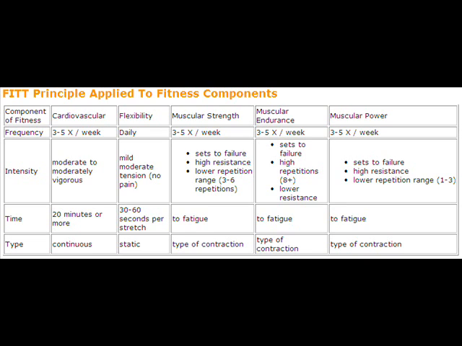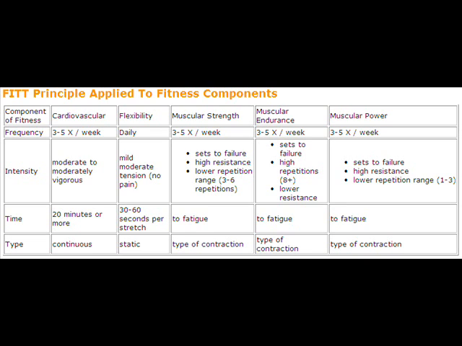When we look at muscular endurance, we're also looking at something that is 3 to 5 times per week. Sets again are to failure, but now we're looking at higher repetitions, 8 or more reps, and a lower resistance. Again, the time is to fatigue, and the type of activity is a muscle contraction.